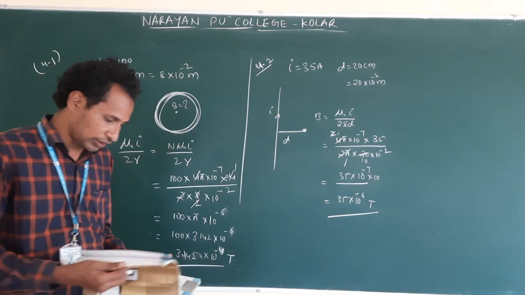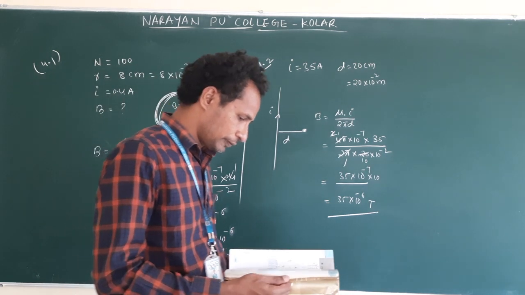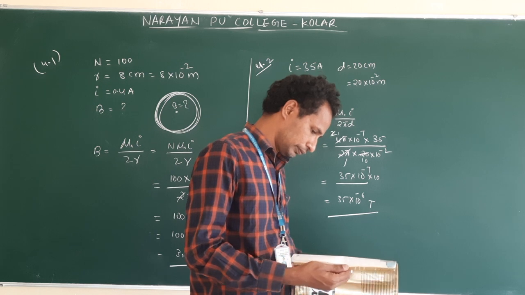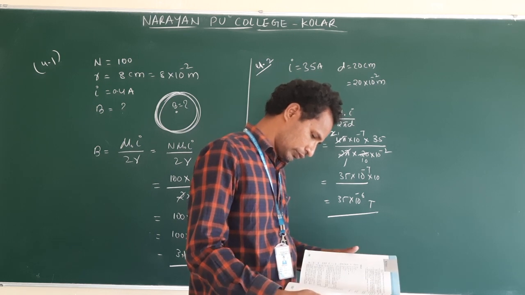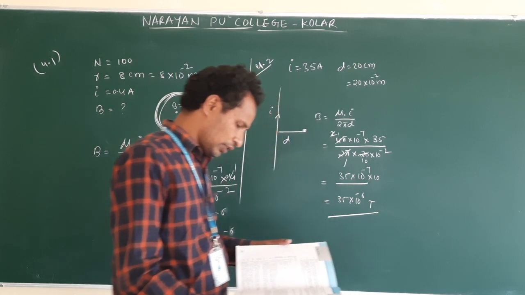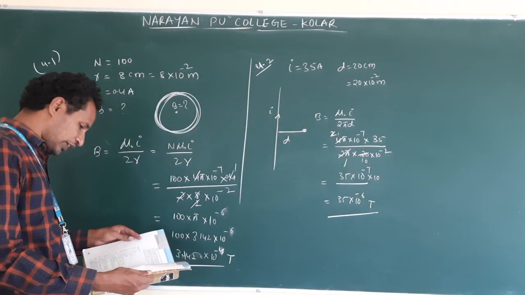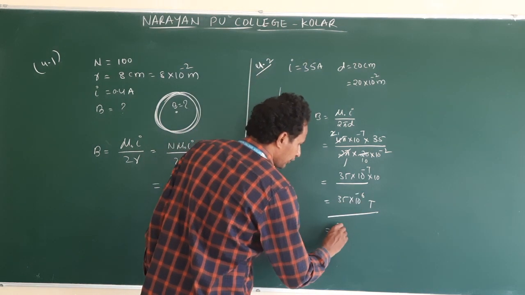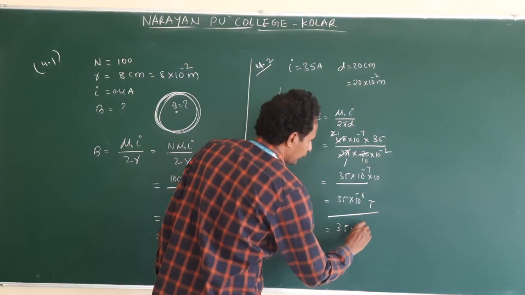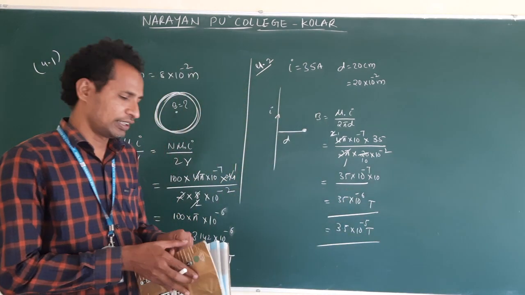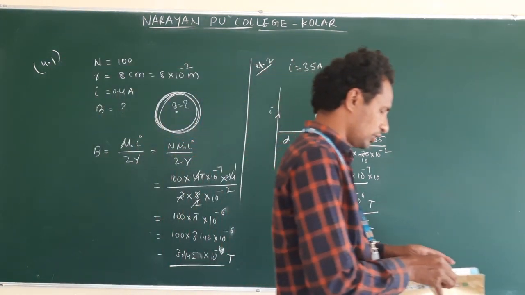Again, let me check. Yes, the answer given is 3.5 into 10 power minus 5. If you make it one decimal, then what do you get? 3.5 into 10 power minus 5 Tesla, and 35 into 10 power minus 6 Tesla is also correct.